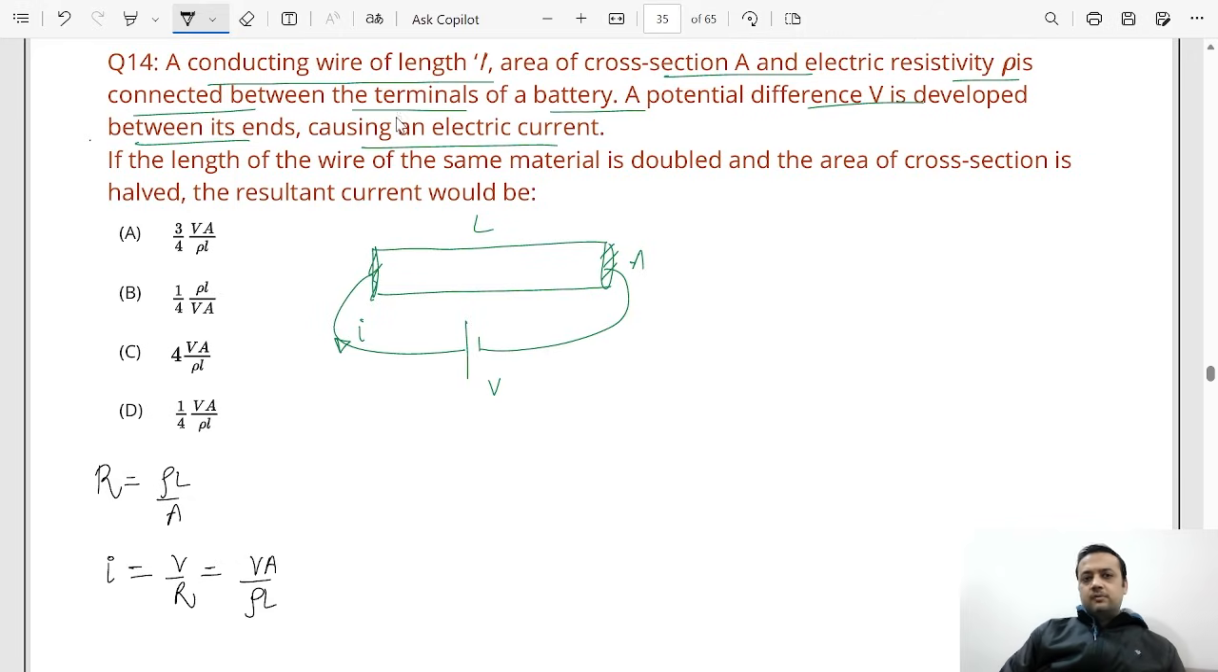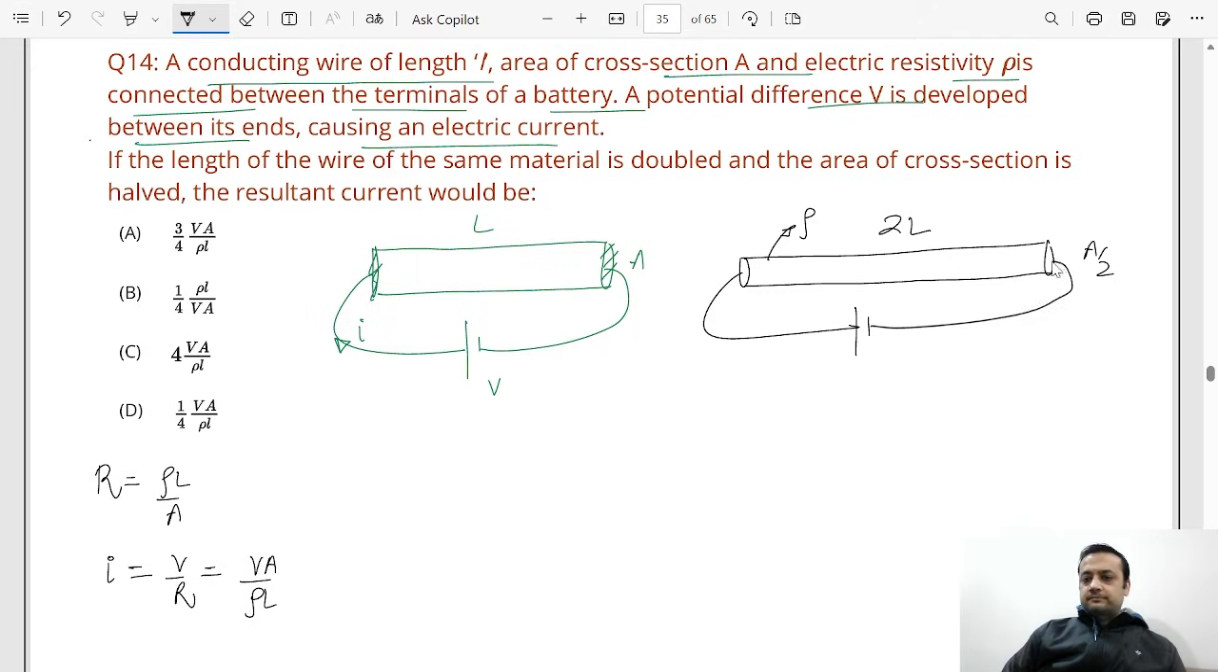Now what happens? For the same wire, if the length is doubled, that means we are doubling the length, and the area of cross section is halved, so the area becomes A by 2, but the length becomes 2L. The material is the same, which means resistivity will be the same, and again we connect this to a potential of V. So what will be the new current, I dash, or let's say I2?